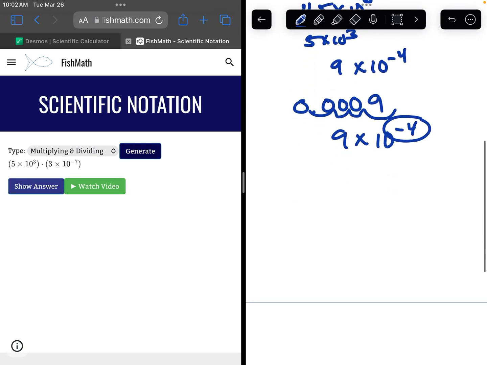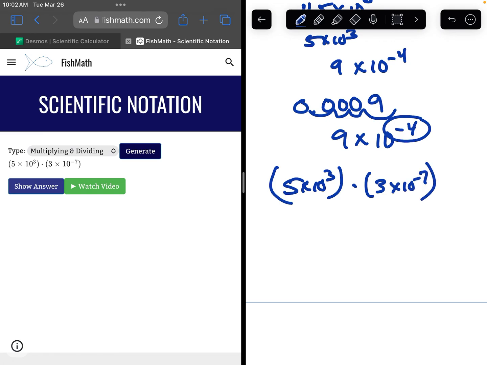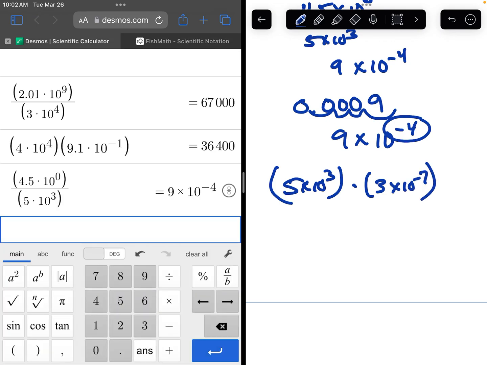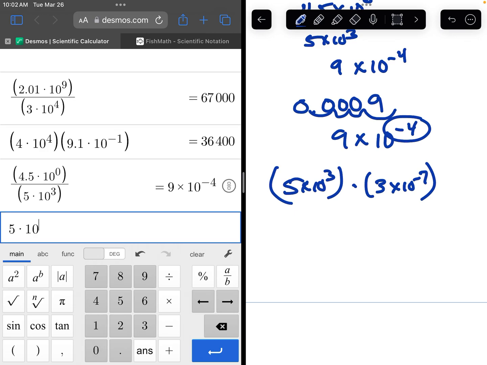Let's try this one as well. This one should have a negative exponent in the answer. So 5 times 10 to the 3rd times 3 times 10 to the negative 7. Again, I don't really need the parentheses here. I'm going to show you. You don't need them because everything is being multiplied. So times 3 times 10 to the negative 7. That time it did give us the standard form.